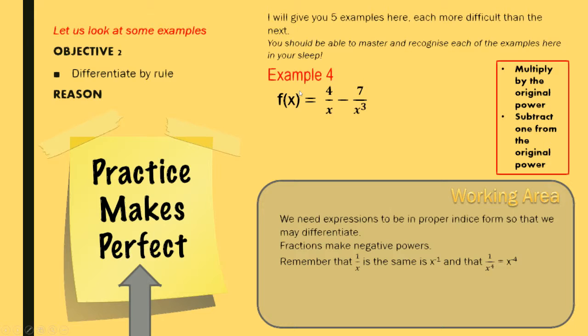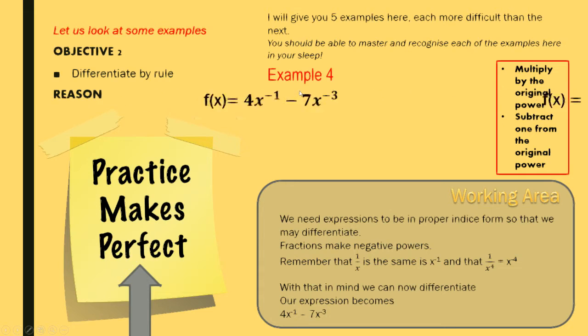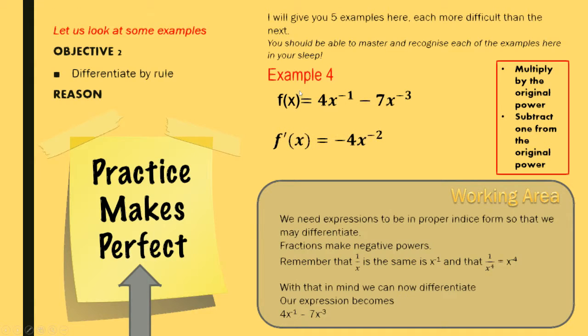So I need to rewrite that expression in indice form, and if I do that, I'll get 4x to the minus 1 minus 7x to the minus 3. Again, I'll swap that in for the original expression, and we can differentiate by rule as before. We multiply by the original power, so minus 1 times 4 gives us minus 4 at the front, and then minus 1 subtracting another one gives us minus 2. So that gives us minus 4x to the minus 2.